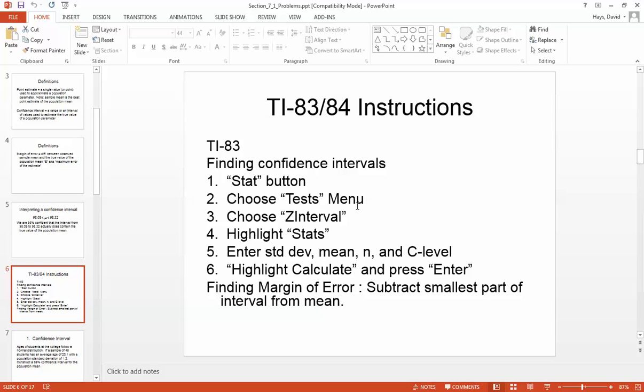Now this is how we're going to do confidence intervals on the calculator, and at the very end of this lesson I'll do it by hand. We'll find the confidence interval on the TI-83, but it's the TI-84 also. Press the stat button, choose test, choose the interval, highlight stats, or data if you're given raw data, enter the standard deviation, mean, N, and C level, highlight calculate, and then press enter. Then you find your margin of error, E, by subtracting the smallest part of the interval from the mean. We already talked about how to find E.